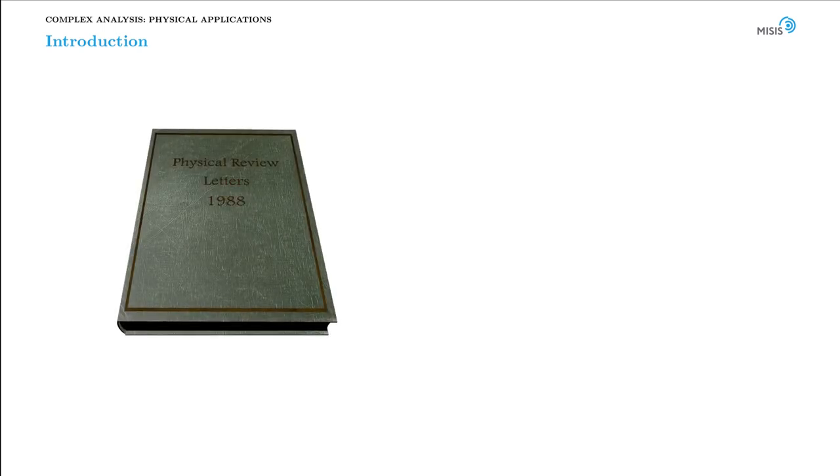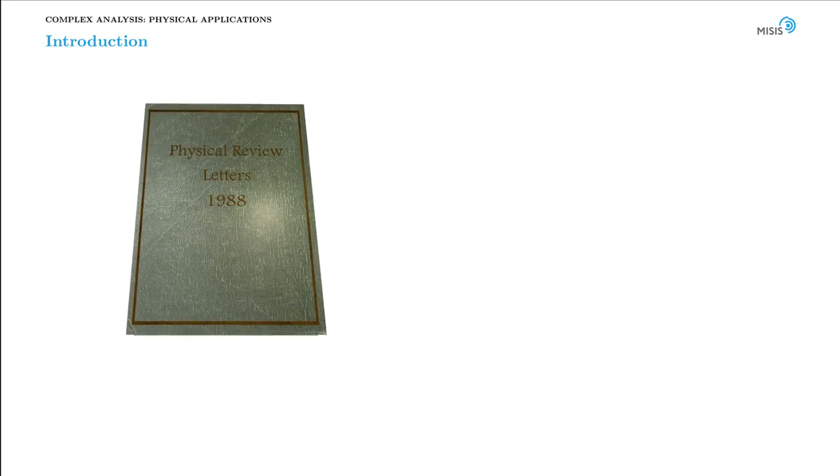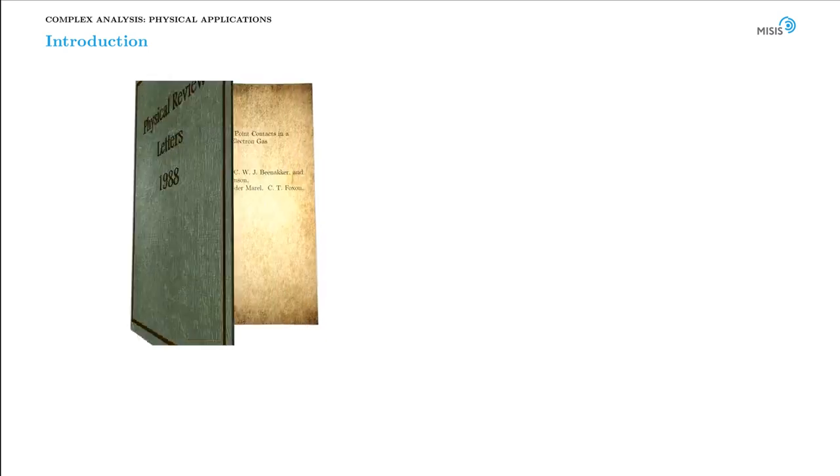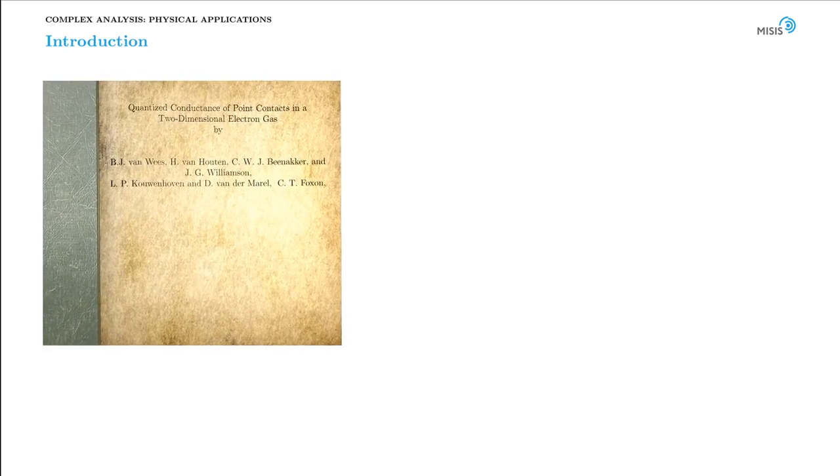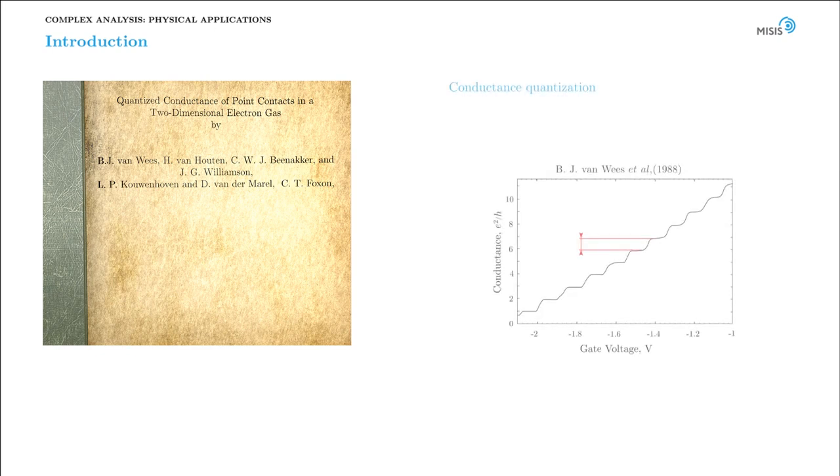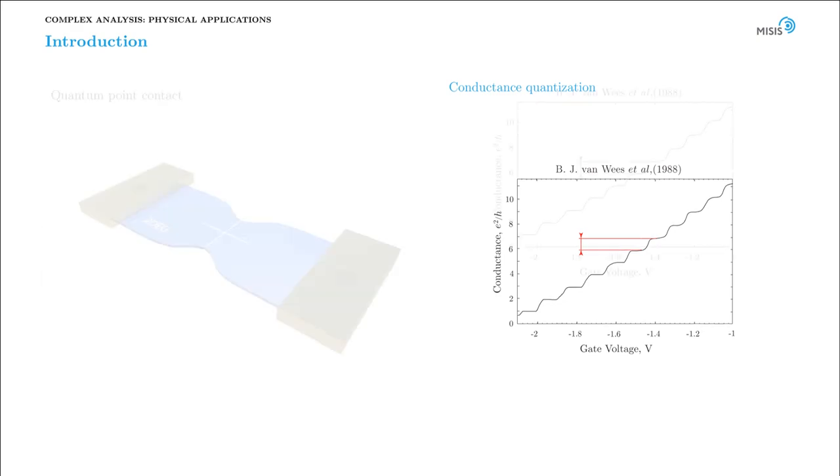So we go back to 1988, open an ancient Phys. Rev. Letters, and here is the paper we are looking for. Quantized conductance of point contacts in two-dimensional electron gas by Van Wees and the rest. The group from Holland was exploring experimentally the conductance of the quantum point contact and discovered that under certain conditions the conductance forms a quantum staircase as a function of the gate voltage. Before we go any further, let me give you a brief remark about what a quantum point contact is.